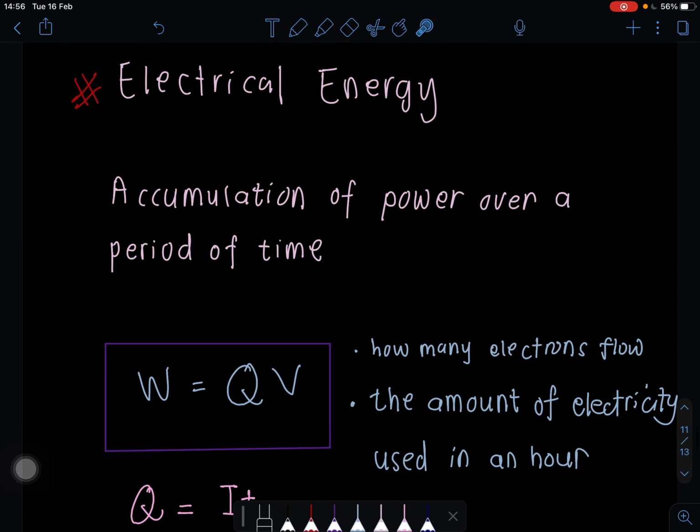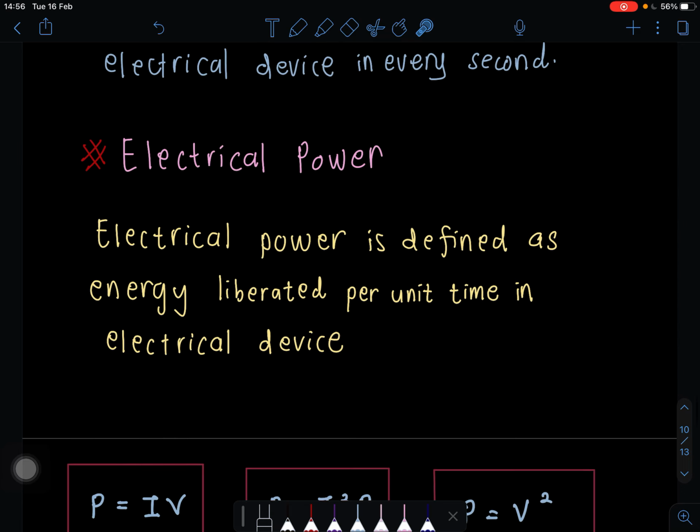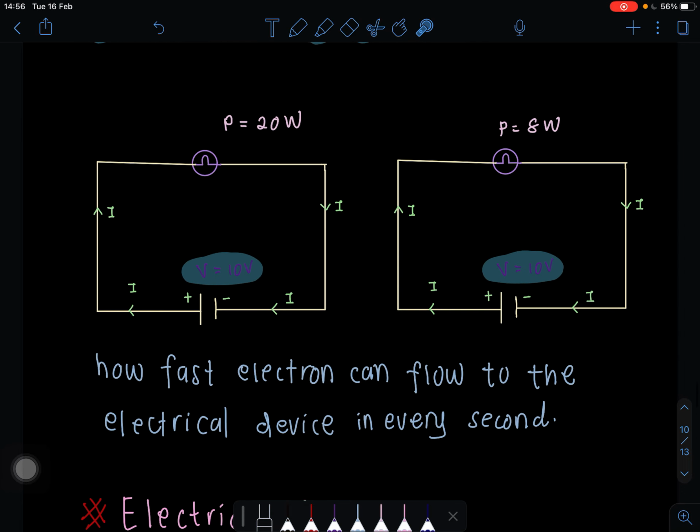Okay, now we look at electrical energy. Energy, on the other hand, is the accumulation of power over a period of time. Or in simple terms, how many electrons flow over a period of time. So let's say just now, these two bulbs, we leave them on for 1 hour. Leave them on for an hour.